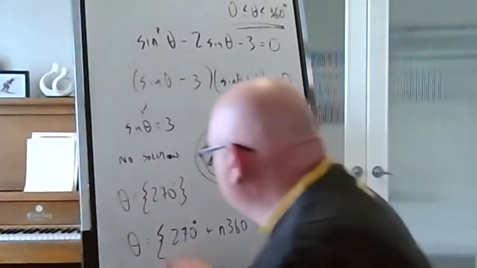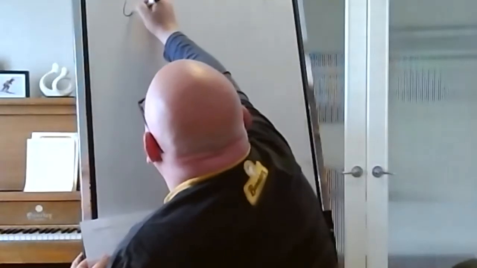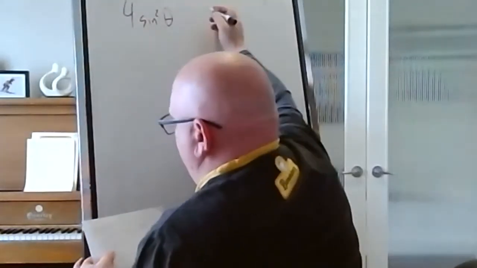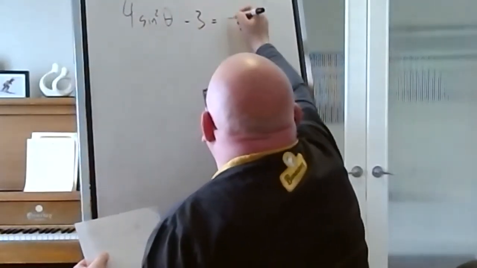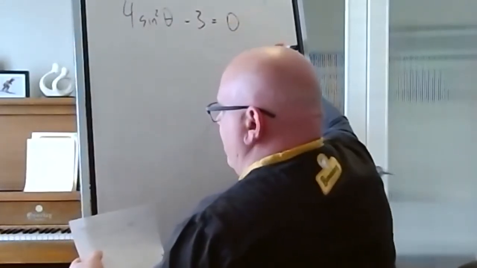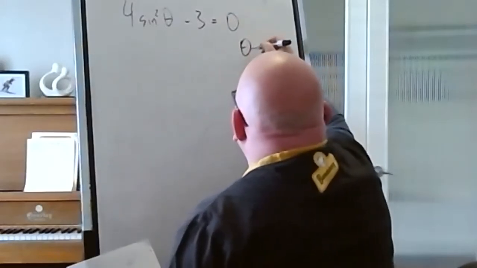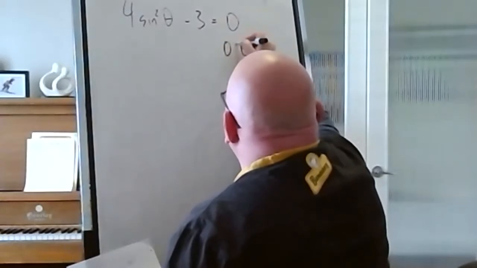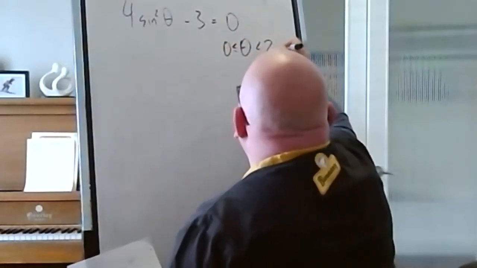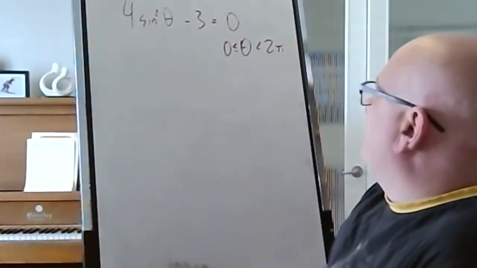Next page, just a few more questions left. And here we go, 4 sine squared theta minus 3 is equal to 0. So we've got 4 sine squared theta minus 3 equals 0 for theta between 0 and up to, but not including 2 pi. So there ends up being our domain.